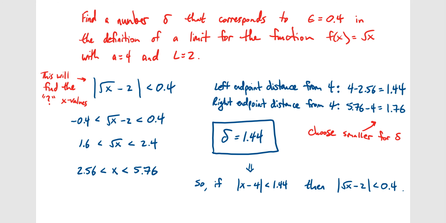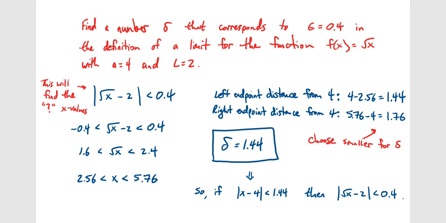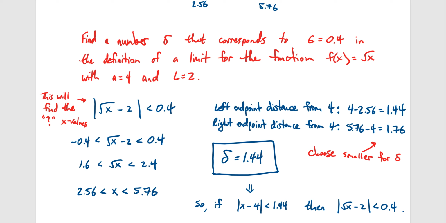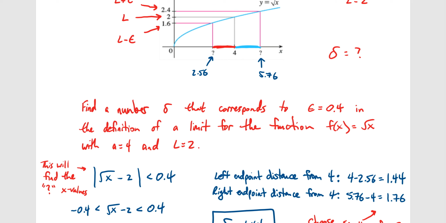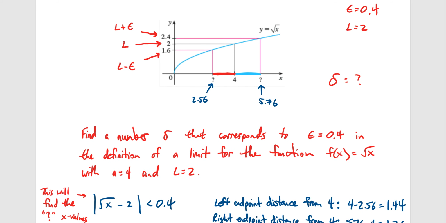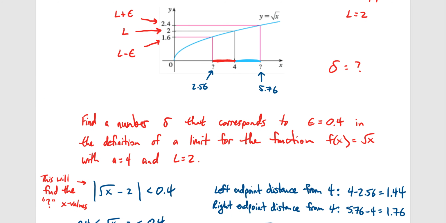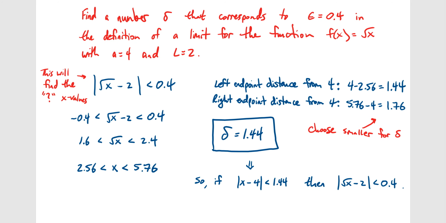Okay, so one more time, let's make some sense out of this. So we found our delta. That means if we have a number less than 1.44, and we add or subtract it from 4, then it guarantees that the y values will be between 1.6 and 2.4. Okay, so hopefully that conceptually makes sense. The math is really easy, but conceptually is a little bit more difficult.